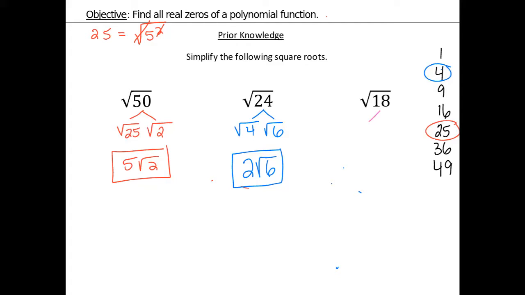For our last example here, we have the root 18. So same thing, look for the numbers smaller than 18. I have 16, 9, 4, and 1. The only one that goes into 18 is 9. So I can split that into the square root of 9 times the square root of 2. And then the square root of 9 becomes 3. And then bring down the root 2. And that's our final answer. And so for the examples today, we are going to have to be able to simplify, which is why we were reviewing these.